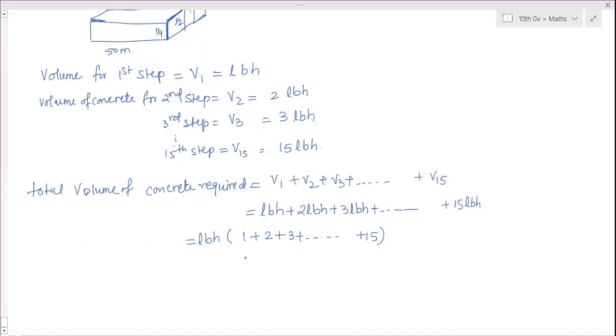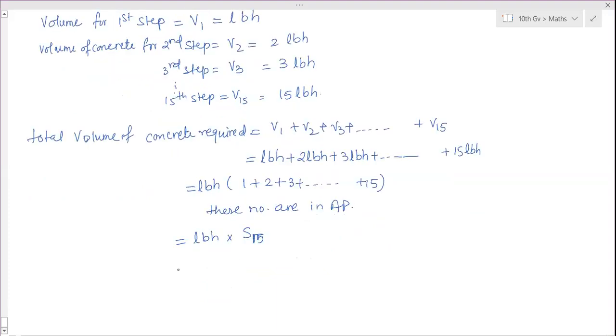Yes or no? Yes, ma'am. These numbers are in AP. So therefore we have to calculate Sn. So LBH into S15, because 15 steps are there. So first find out LBH. L is 50 meters, breadth is 1 by 2 meters, height is 1 by 4 meters, into S15. That means n by 2, 15 by 2 into (a plus an).